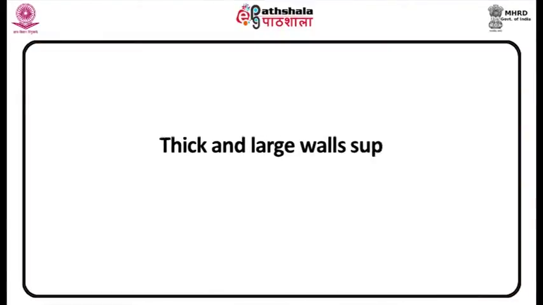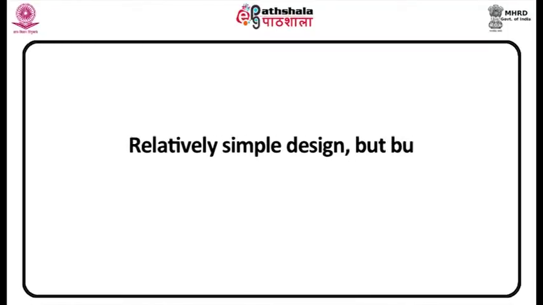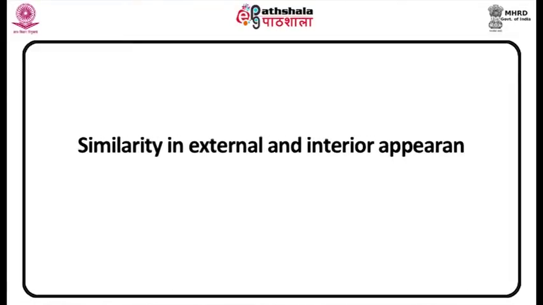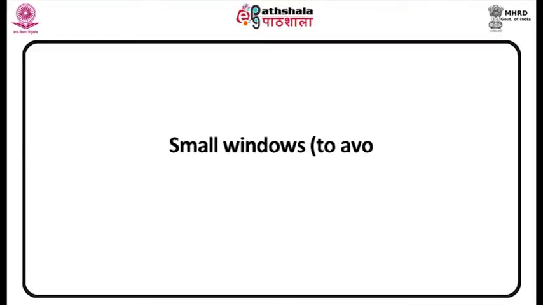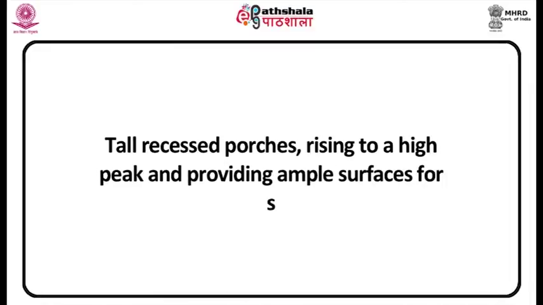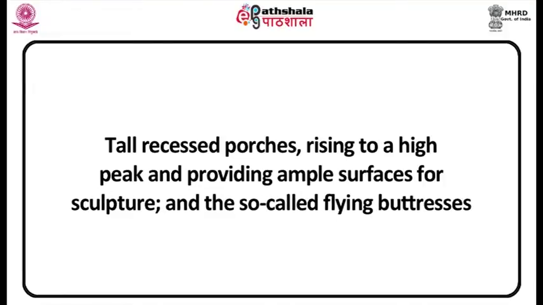Some important features of a Romanesque structure are thick and large walls supporting stone roofs, a relatively simple but bulky design, and, in external and interior appearance, small windows to avoid weakening the walls. By contrast, Gothic features include vaults, large windows with stained glass, tall recessed porches rising to a high peak and providing ample surfaces for sculpture, and the so-called flying buttresses.